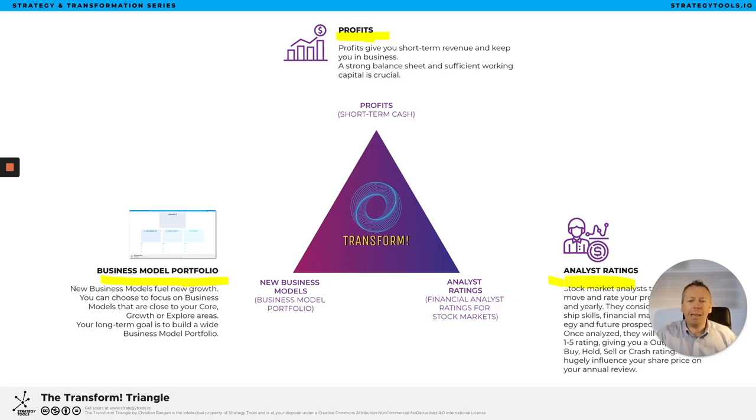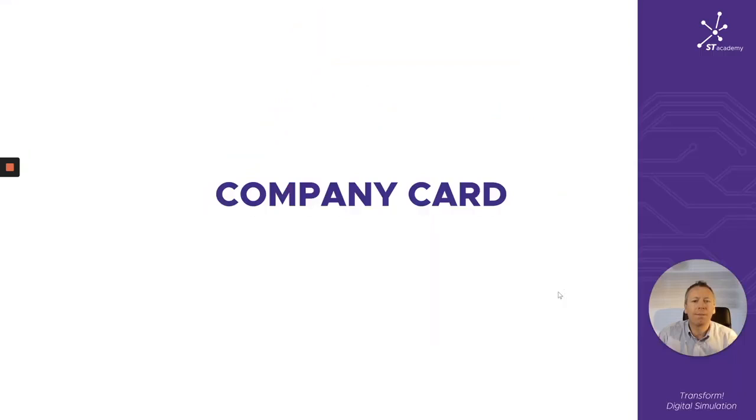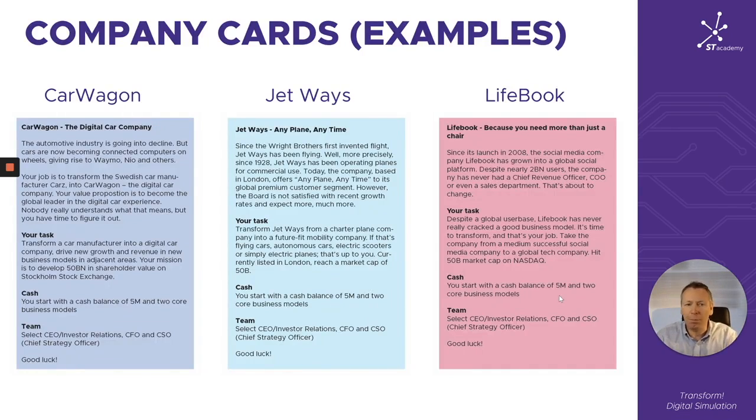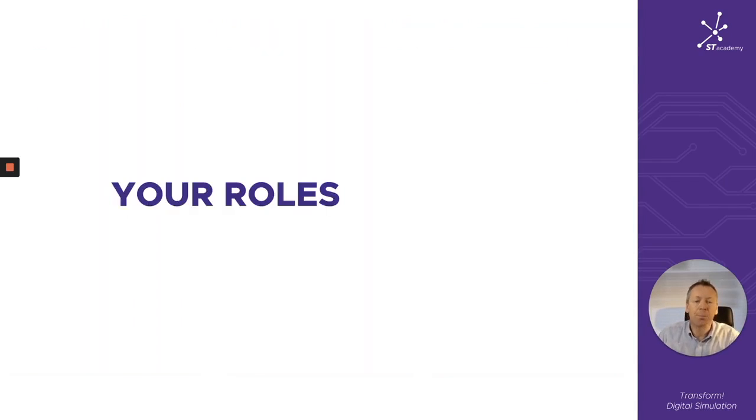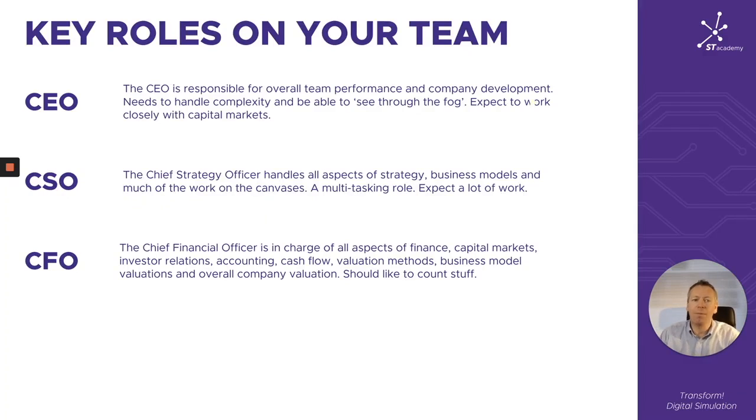And then you and your team, you will have to continuously adjust and align around these three areas. Should we focus on this axis? Should we focus on this axis? Or should we focus on this axis? Company card, quick recap. So we have different company cards. Here we have Car Wagon, Jetways, and Lifebook. You'll get a chance to choose. We have your roles. Very important.